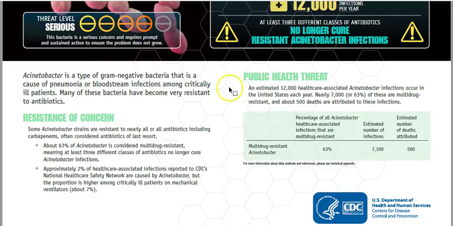Public health threat: an estimated 12,000 healthcare-associated AB infections occur in the United States each year. Nearly 7,000, or 63% of these, are multidrug resistant, and about 500 deaths are attributed to these infections. And we can take a look at that chart there.